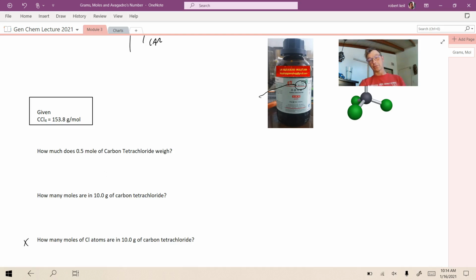If you're in a lab, and you see a bottle of chemical, check it out. You always see MW or FW. You'll see FW for formula weight sometimes. Here's a little cartoon of it. You've got 4 green chlorines and a black carbon.